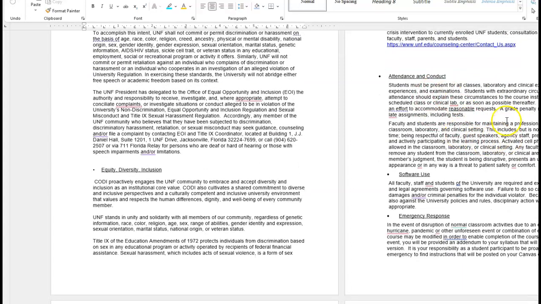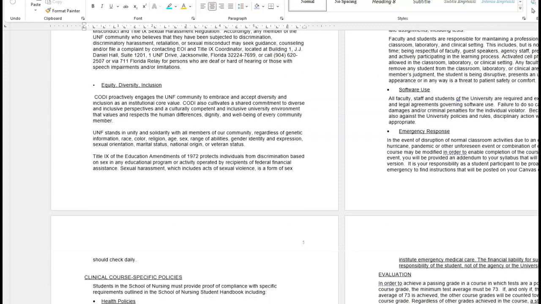Attendance and conduct, you have to attend class. It's part of your grade. We saw some drop in our state board rates because people were not attending class. For my class, it is mandatory. And I expect you to take notes, pay attention, so that you can get the information that you need for the class, for testing and for the NCLEX.